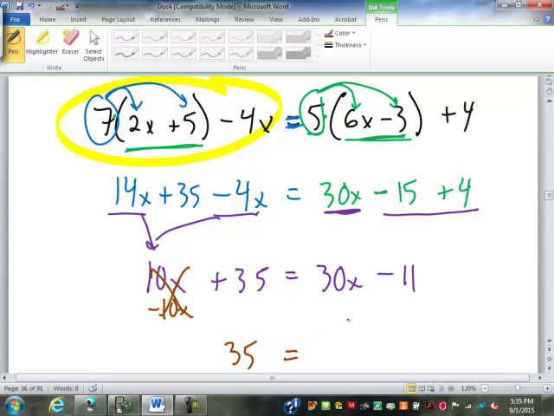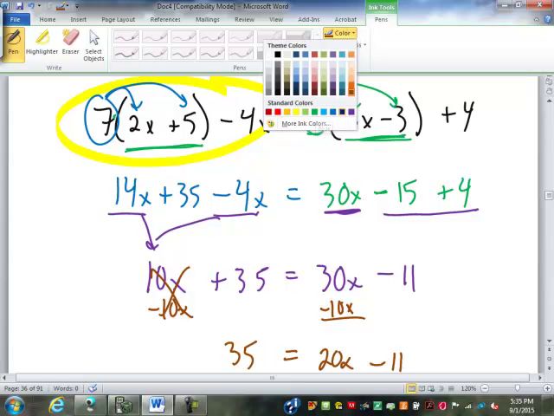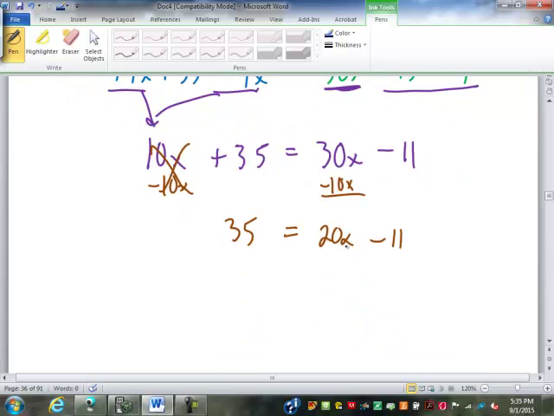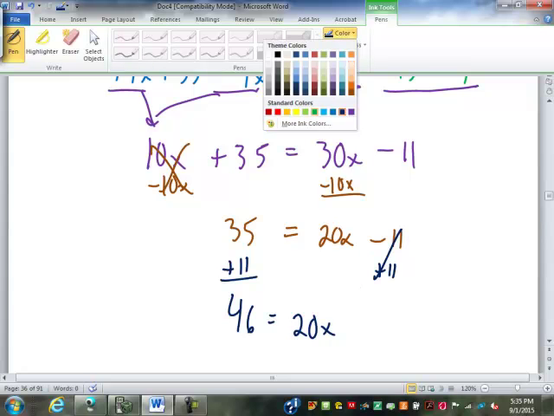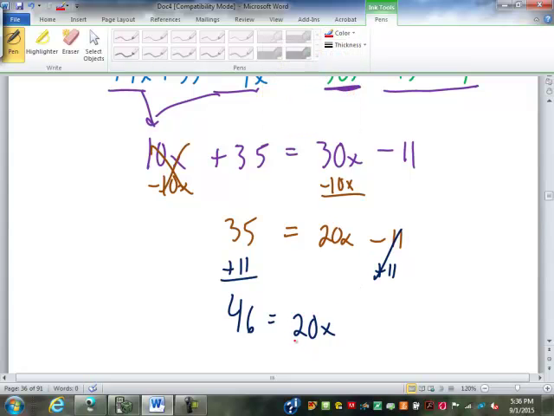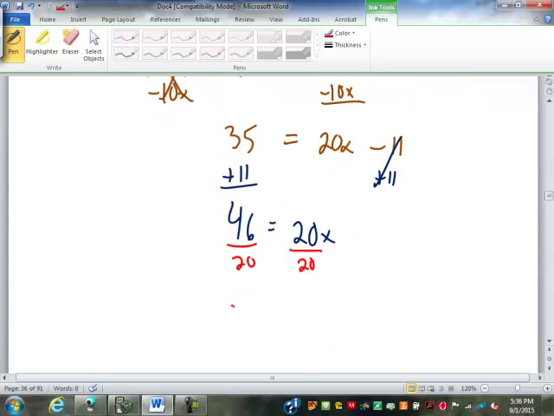But we have to take 10x off of the other side as well. It'll come from the 30x. 30x minus 10x is 20x. And then? Okay, now we just have the single variable appearing on one side of the equation. So we're going to get rid of everything. We're going to add the 11 to get rid of it. Adding 11 over here makes 46. And finally, divide by 20. Good. So that gives us 2.3 equals x.